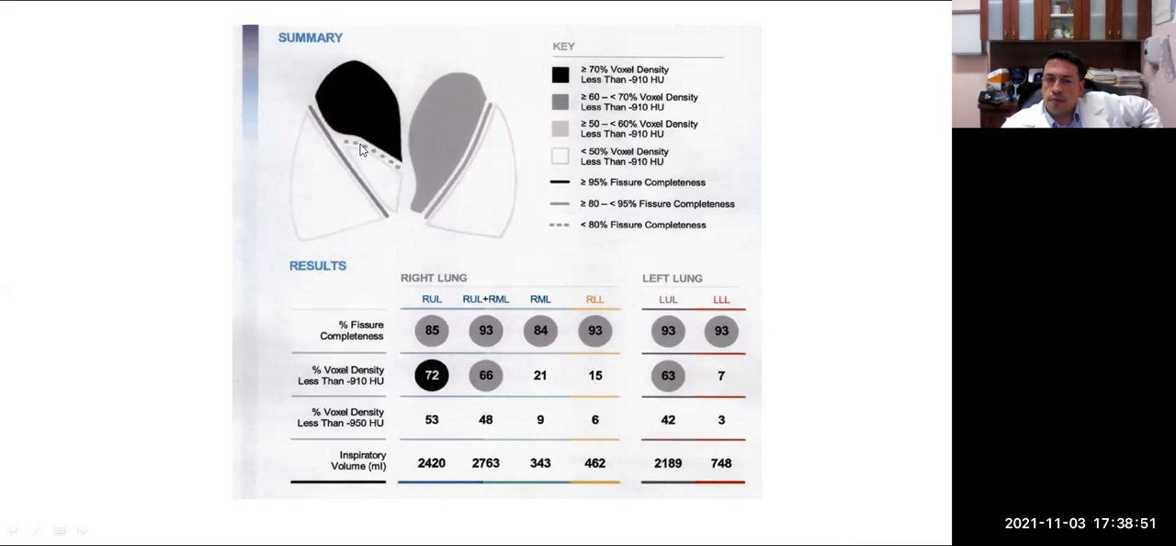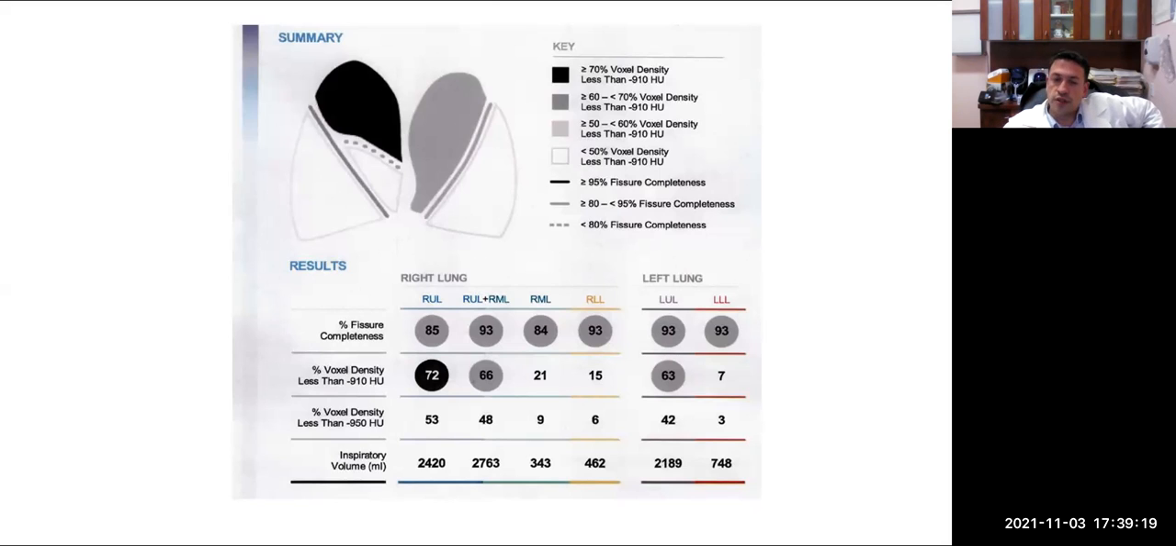You see that the minor fissure is interrupted. Okay, so you cannot put valves in the right upper lobe, right? Because you have collateral ventilation here. The left fissure is 93%. And with the little slide I showed you with data from Germany, you definitely need to interrogate that fissure with the CHOTUS because it has a probability of being CV positive.